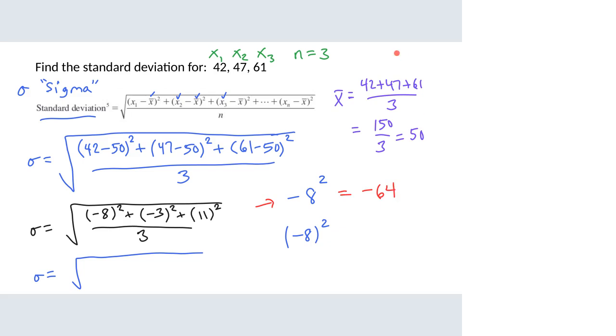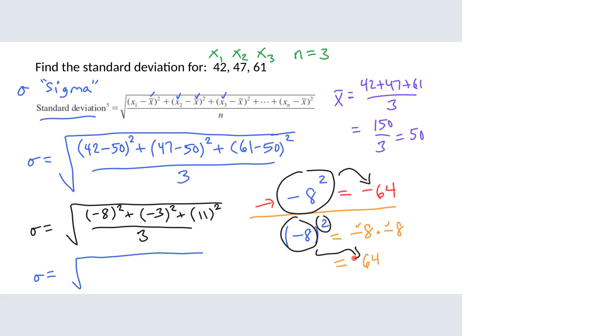In contrast to that, the one on the bottom, these parentheses tell us something. These parentheses tell us that everything in here is getting squared. And so what we're doing in this case is we are doing negative 8 multiplied by negative 8. The 8 times 8 is 64, that's true, but negative times negative gives us a positive 64. So these two things are different from each other. With no parentheses involved, negative 8 squared gives us negative 64 as a result. In contrast to that, negative 8 squared with parentheses gives us positive 64 as a result.